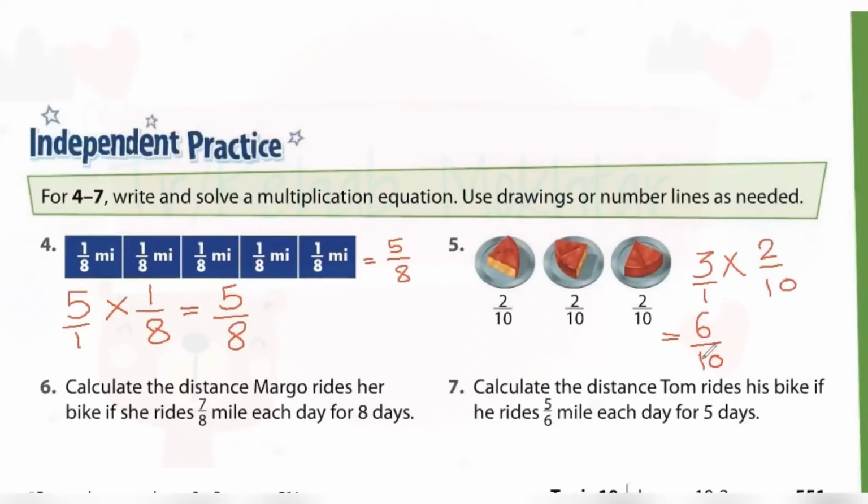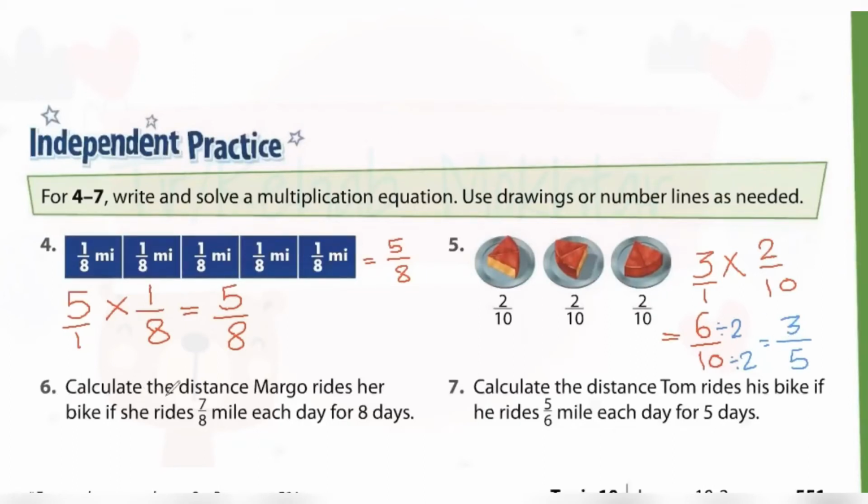I will check my fraction. Is there any common factor between the numerator and the denominator? Yes, teacher. Both of them are even, so I can divide up and down by 2. Divide by 2, divide by 2. 6 divided by 2 equals 3, and 10 divided by 2 equals 5. We have to put the product in the simplest form.